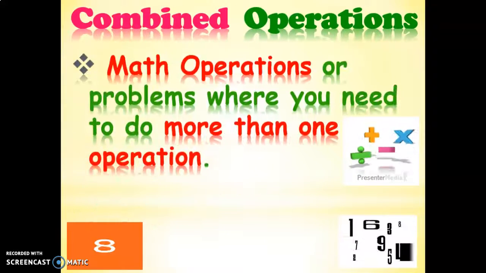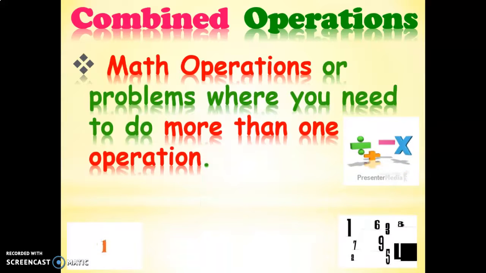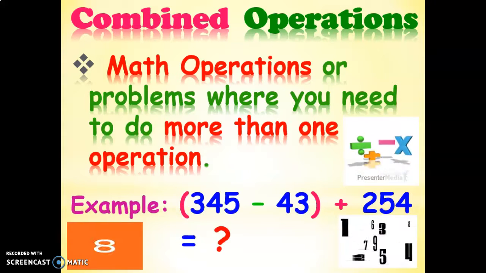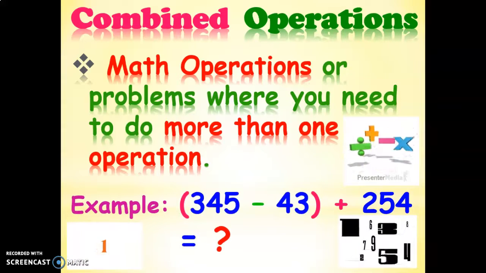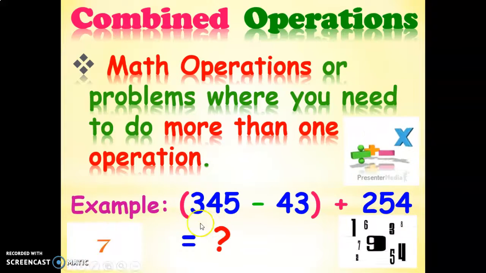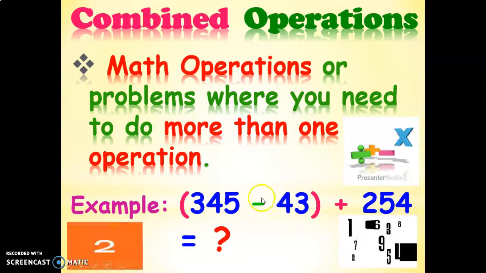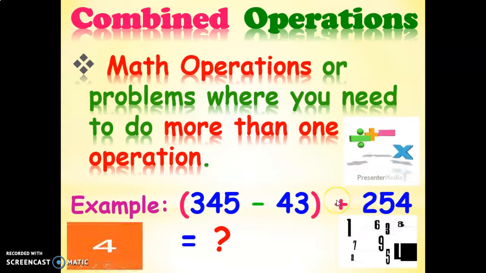Let's go on to the next lesson for today. This is about combined operations. Combined operations are math problems where you need to do more than one operation. Let's have this example: 345 minus 43 plus 254 equals what number? Here you can see that we use two math operations, subtraction and then addition.